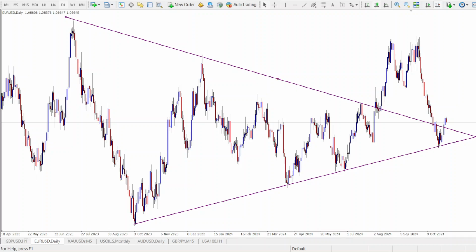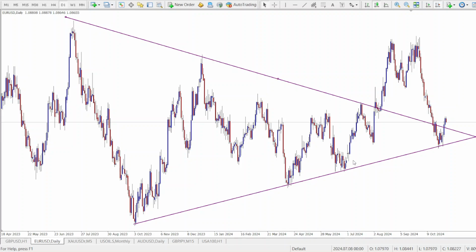So why should you care about converging trend lines? Well, these patterns are like the market's way of giving us a heads up. If we spot converging trend lines on a currency pair, it often means a big move is coming. It could be a breakout in either direction, but with the right strategy, you can use that knowledge to prepare.